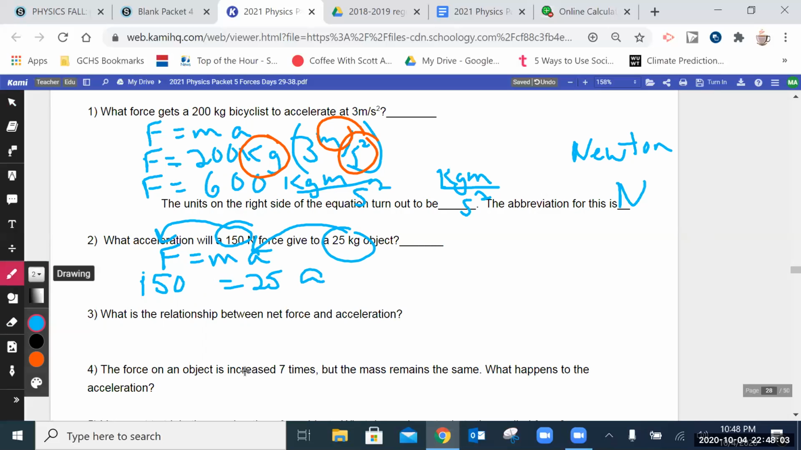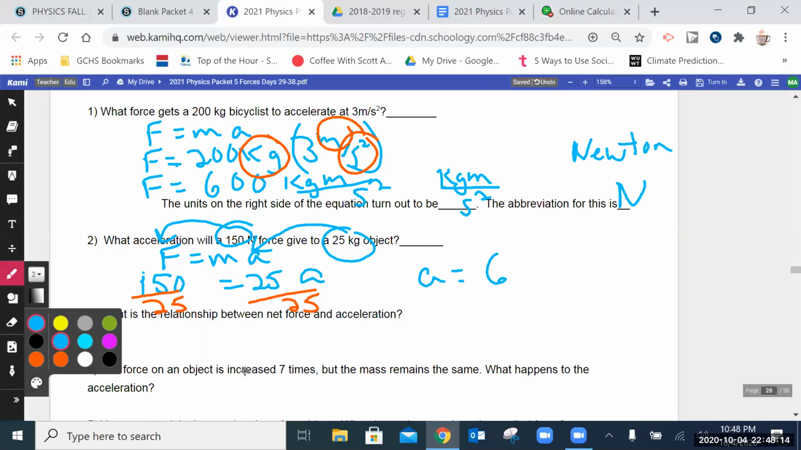So, to figure this out, we divide both sides by 25. And we find out then that A is equal to 6. Now it's acceleration, and so the unit for acceleration in this class is always meters per second squared.